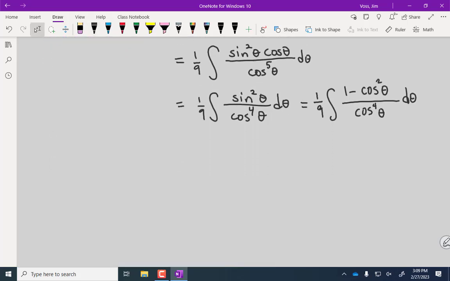And now what do you think we're going to do? Split the fraction. So we split the fraction, we're going to have 1/9. 1 divided by cosine to the 4th is secant to the 4th. And then over there, what do we end up with? Secant squared?